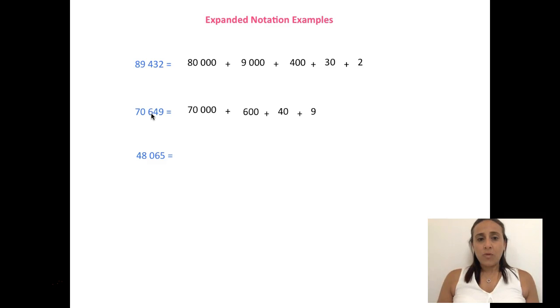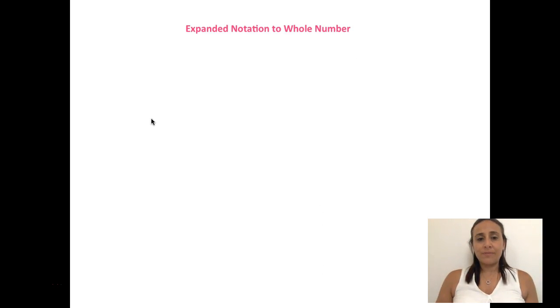The next example, 48,065: 40,000 plus 8,000. Again, there is no value in the hundreds column, so we leave that out and we go straight to the tens column, which is plus 60 plus 5. Now, let's do it the other way around. Let's go from expanded notation to whole numbers.